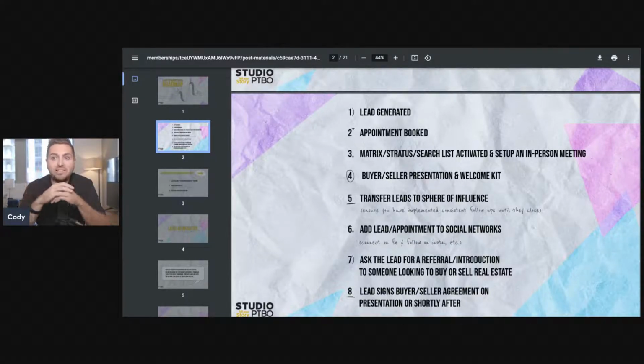The 7th step is asking them for a referral or introduction to somebody else who's looking to buy or sell real estate. And really the goal is obviously to get them to sign the buyer or seller agreement shortly after, get them under contract. If you want to access this, it's about a 20-page document with some ideas and concepts for how you can take people through a customer journey. Inside of our portal, I put together some training on how you can overcome, hey, I spoke to this person, but I haven't been able to get a hold of them.